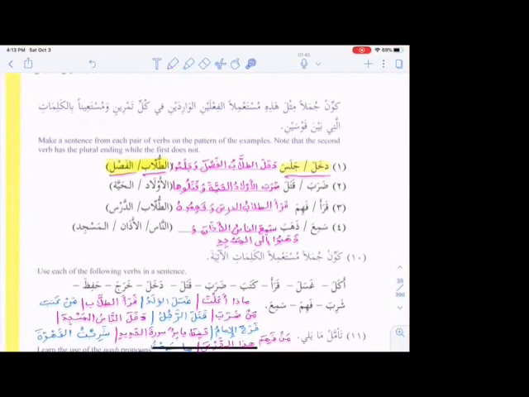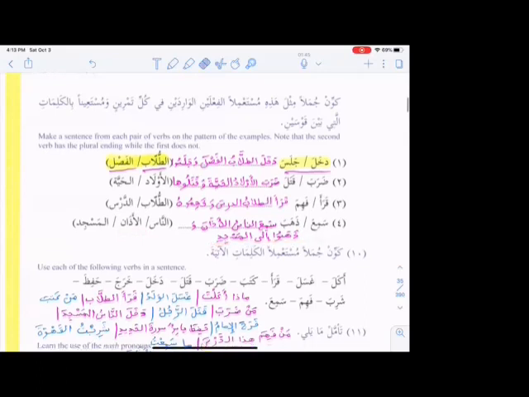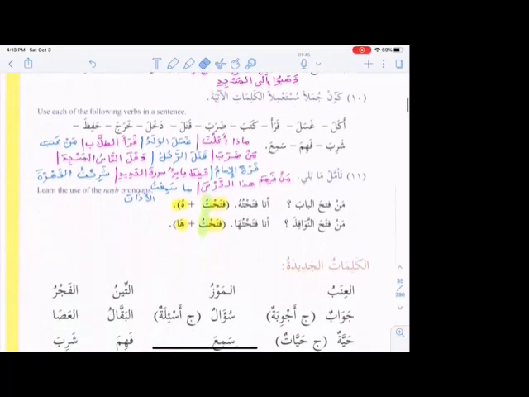ذهبوا سمع الناس الأذان مفعول به إلى مسجد. So what fits إلى المسجد? ذهبوا إلى المسجد. Did you get the idea? Well, that's fine, my brothers and sisters.